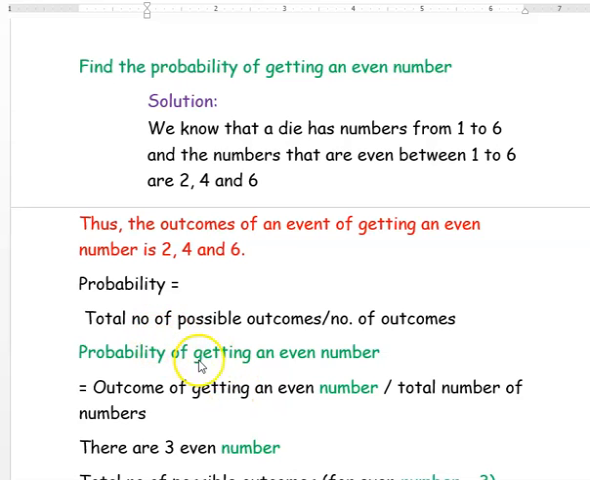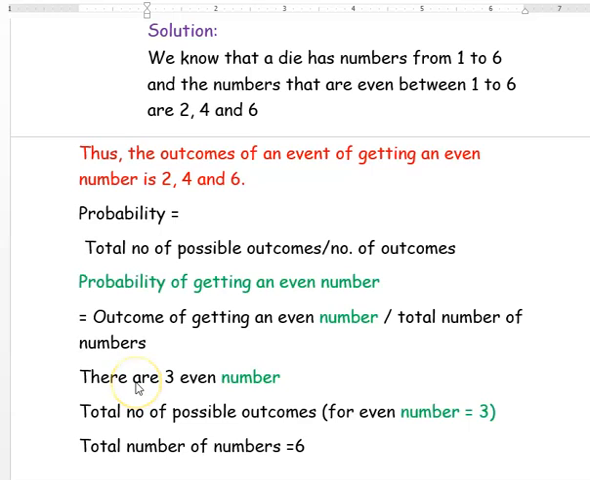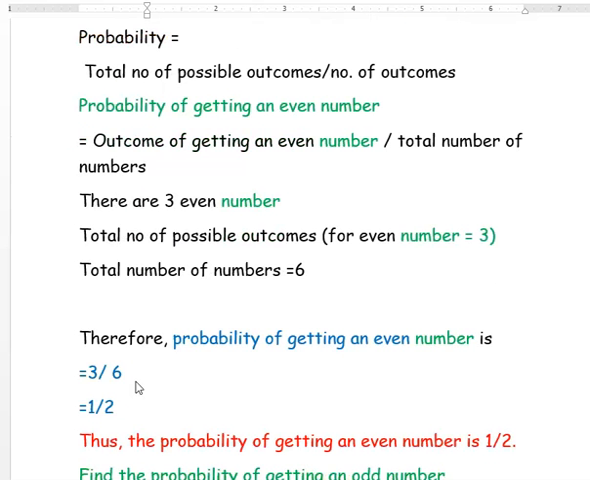So probability of getting an even number is outcome of getting an even number divided by total number of numbers. We know that there are 3 even numbers and there are totally 6 numbers. So we are going to apply this in the formula. Probability of getting an even number equals 3 divided by 6. If you simplify this, you will get 1 divided by 2. Thus the probability of getting an even number is 1 divided by 2.